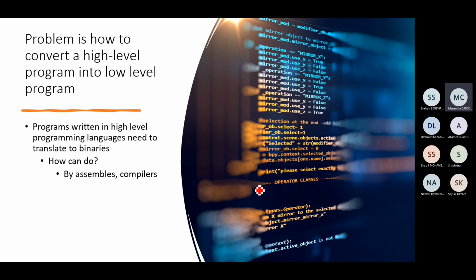So programs written in high level programming languages need to be translated into binaries. We need to translate into binaries. How? By assemblers, compilers, and many other aspects. We want to perform a translation process.